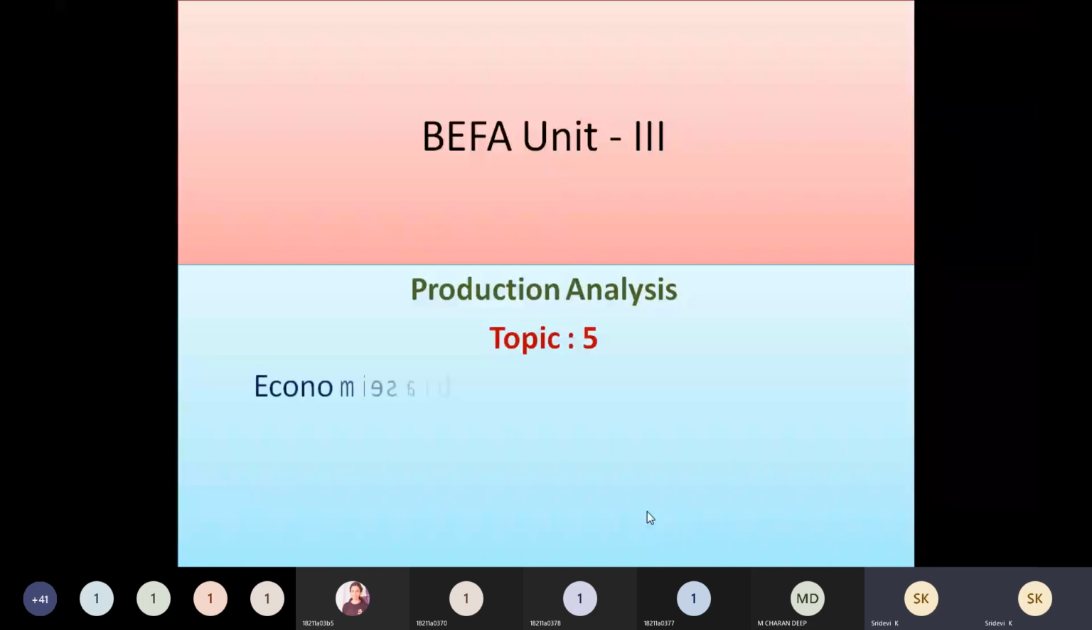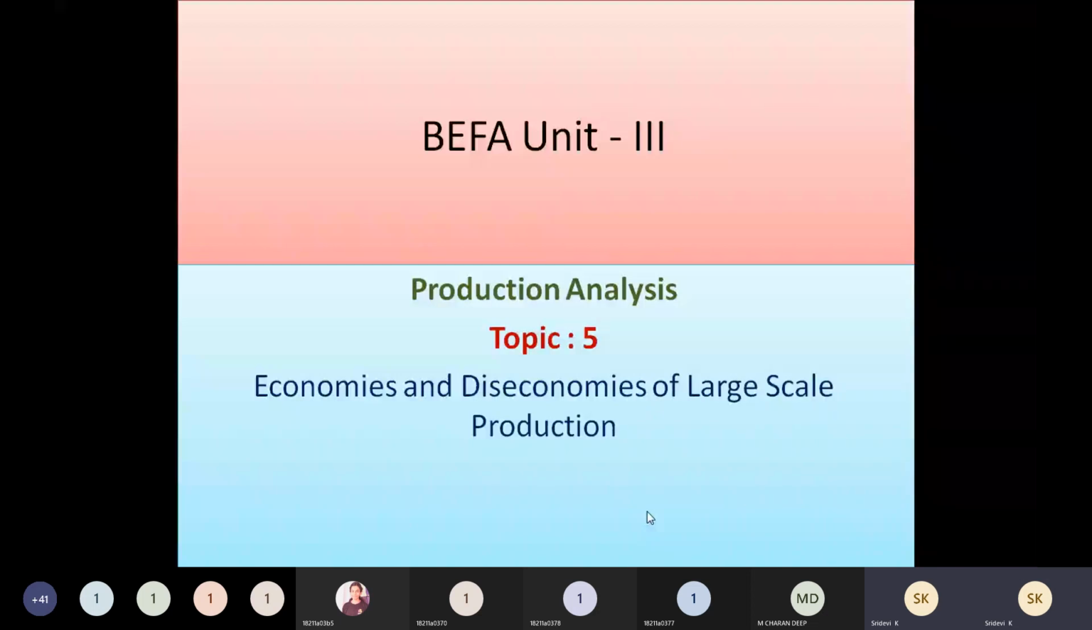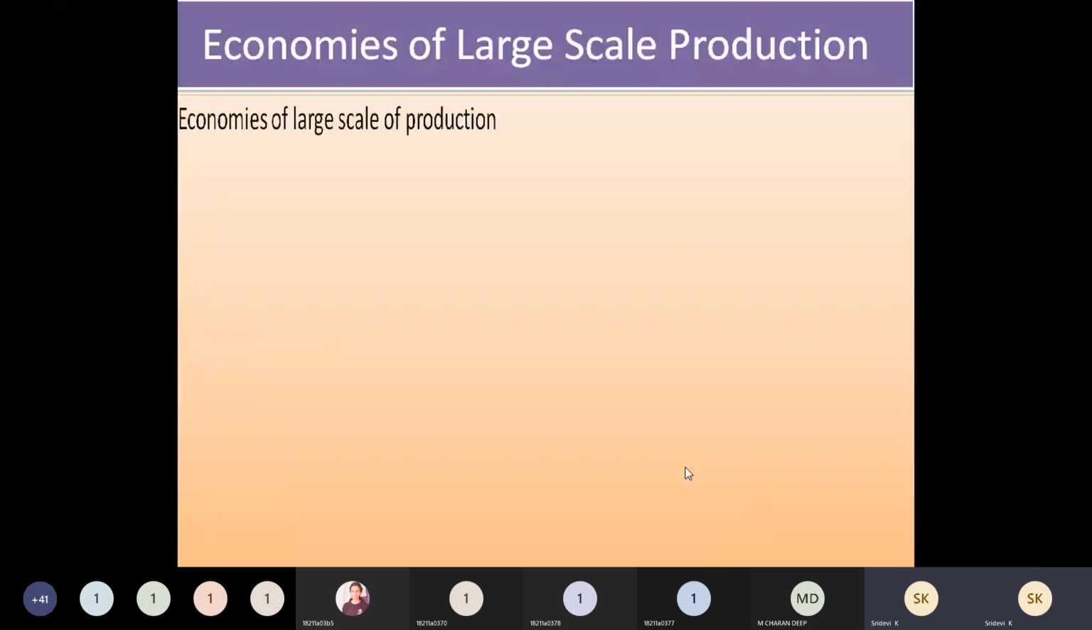That is called economies and diseconomies of large scale production. Large scale means large quantity of output if you are going to produce. So you will have certain advantages. Economies means advantages. Diseconomies means disadvantages. What are they? That we will see. But I will give you the list first. We will discuss in detail in the next class. So let us see what the economies of large scale production are.